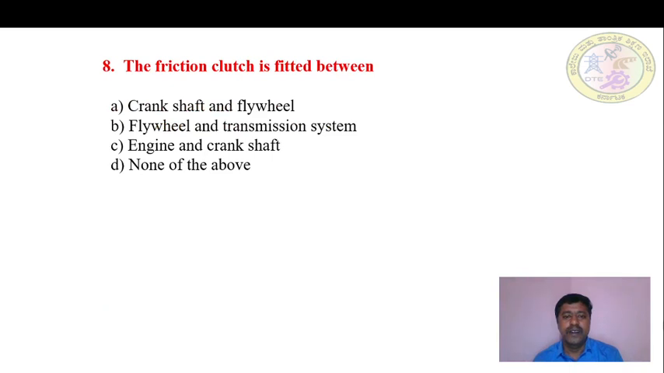The friction clutch is fitted between crankshaft and flywheel, transmission system, engine and crankshaft, none of the above. The answer is B, flywheel and transmission system.